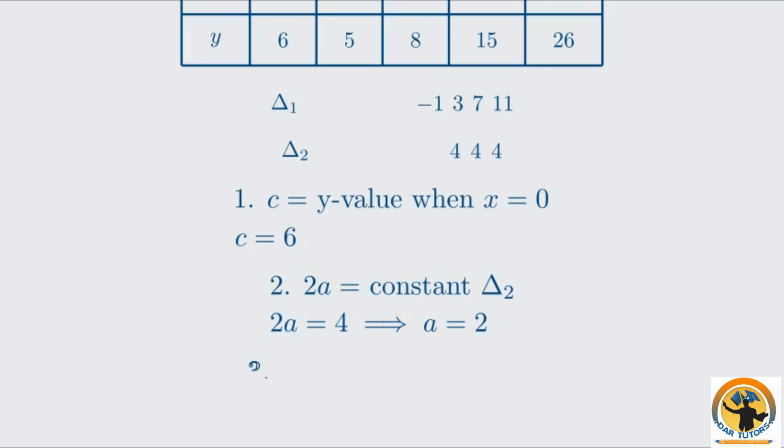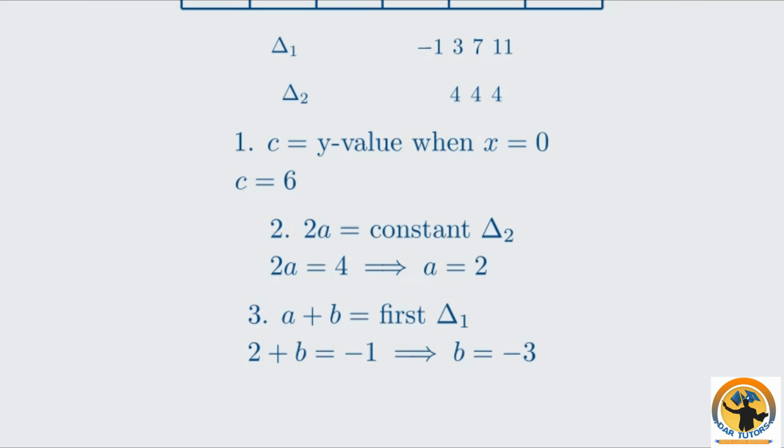The first difference is -1. We know that a plus b equals the first difference, so a plus b equals -1. Since we know a is 2, we have 2 plus b equals -1, which gives b equals -3. Now we have a, b, and c. We can write the equation of the quadratic as y equals 2x squared minus 3x plus 6. This example showcases the elegance of finite differences for problems with regular x intervals.